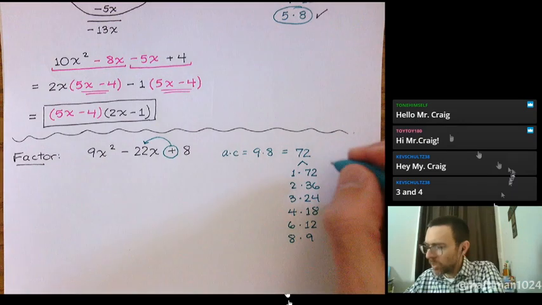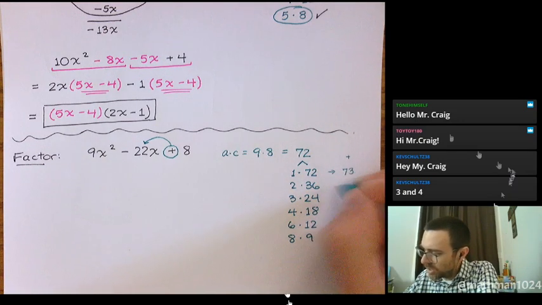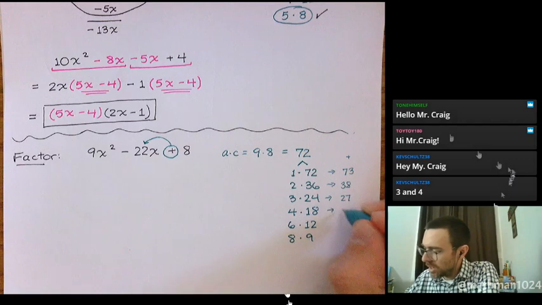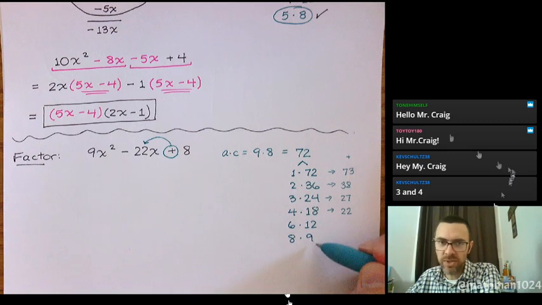So let's see. We want these guys to add. So these guys add to give me 73. These add to give me 38. Then 27, so we're getting closer. And then we land here at 4 and 18. Those guys add to give us 22. And we don't even need to look at the rest of these guys.